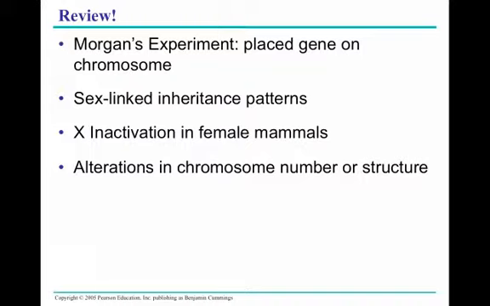And then finally, alteration in chromosome structure and number. These are usually mistakes that occur during meiosis in the chromosomes, and that can result in problems in the offspring.